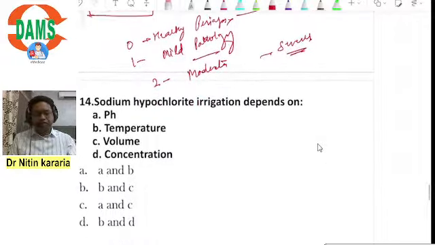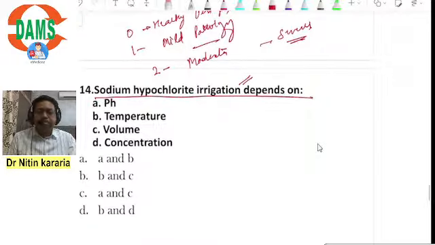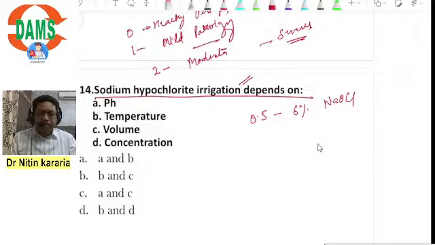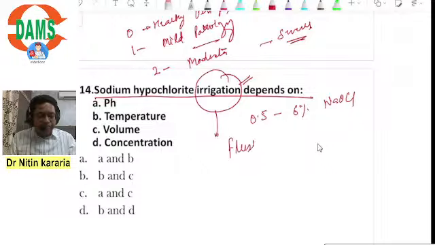Coming over to the next question. Sodium hypochlorite irrigation depends on. I do not know what was the exact language for this. Depends on or is influenced by the pH, temperature, volume or concentration. See, for endodontic irrigation we use normally 0.5 to 6% sodium hypochlorite. And irrigation, we all know that the most important aspect for irrigation is the flushing of root canals.